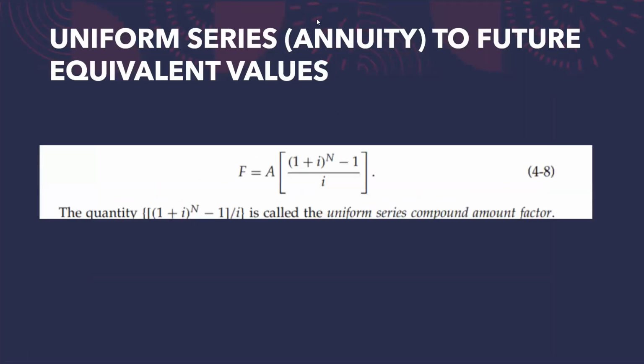So simply, to calculate the future equivalent value from the uniform series, F equals A multiplied by the uniform series compound amount factor, that is, (1 plus i) to the power of n minus 1, divided by i.